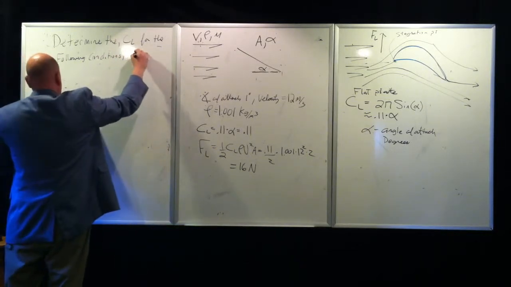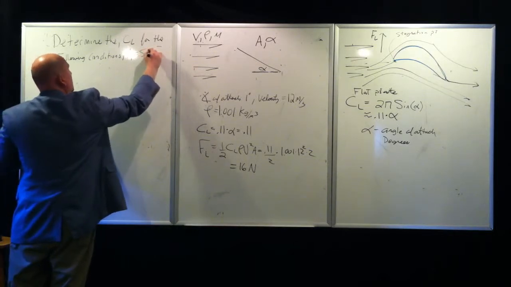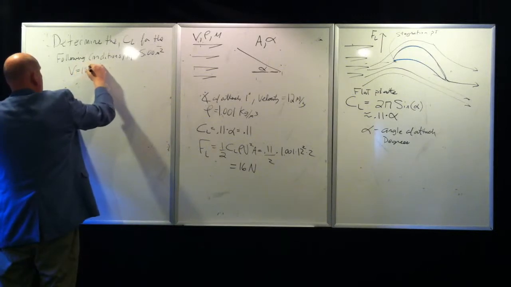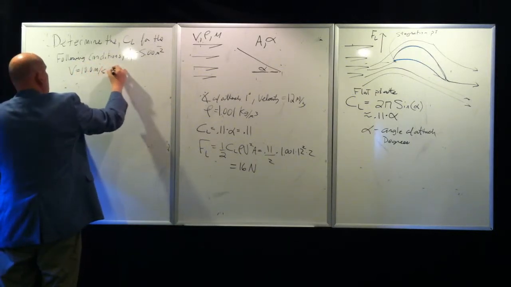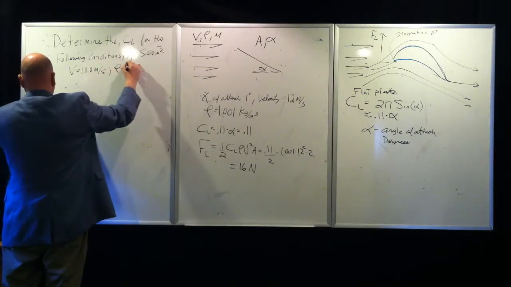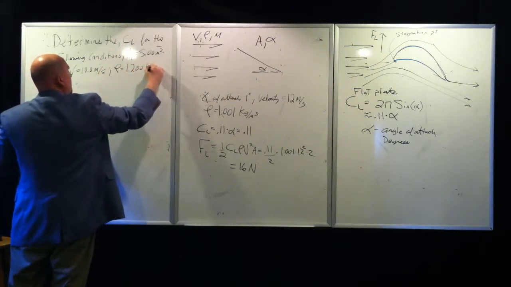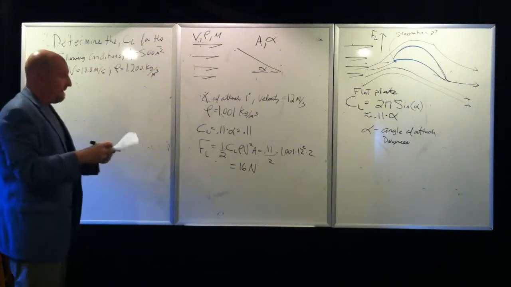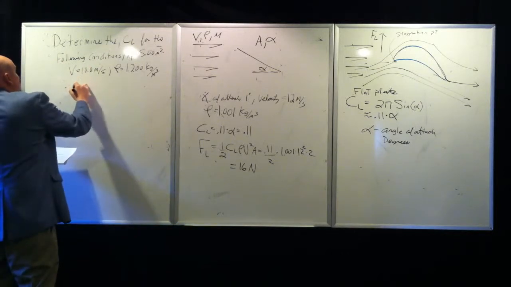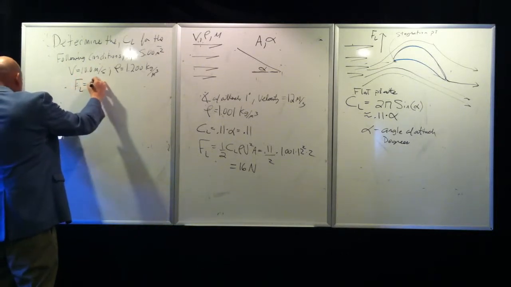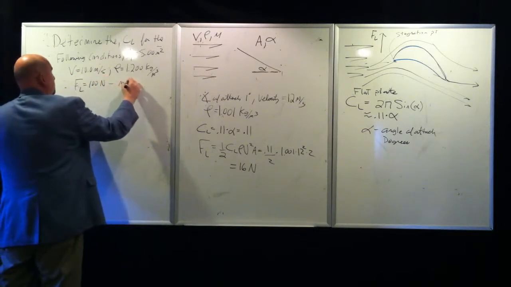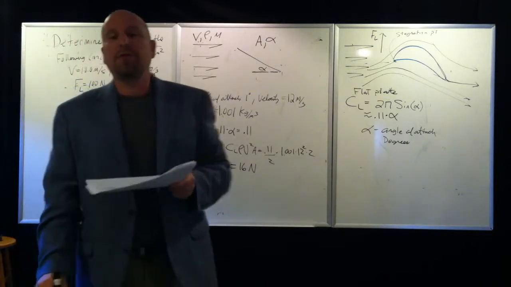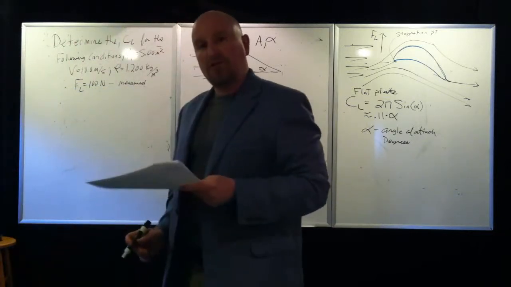Let's say we've got the area of profile equal to 5 meters squared. The velocity is going to be 10 meters per second. The density is going to be 1.200 kilograms per meter cubed. And let's say the measured force of lift of the model in an air chamber is going to be 100 newtons.